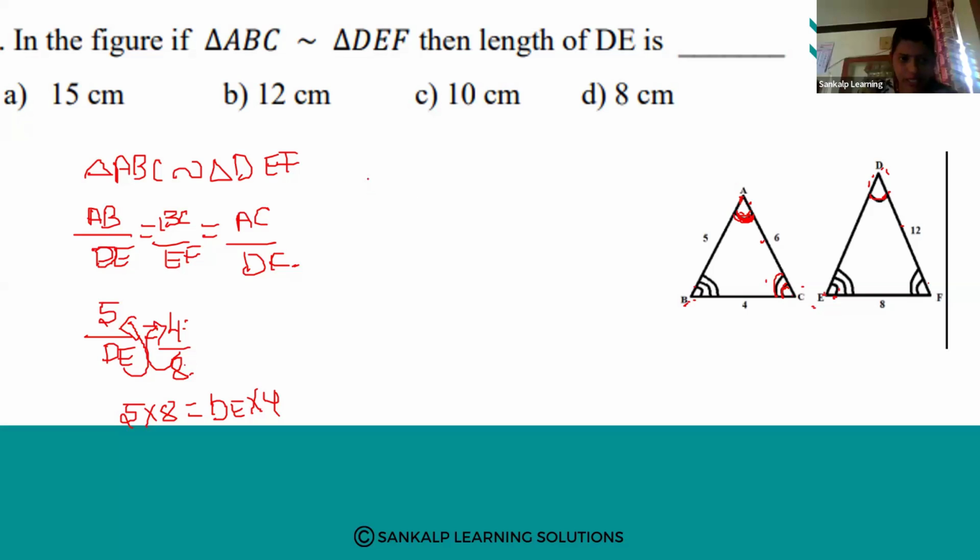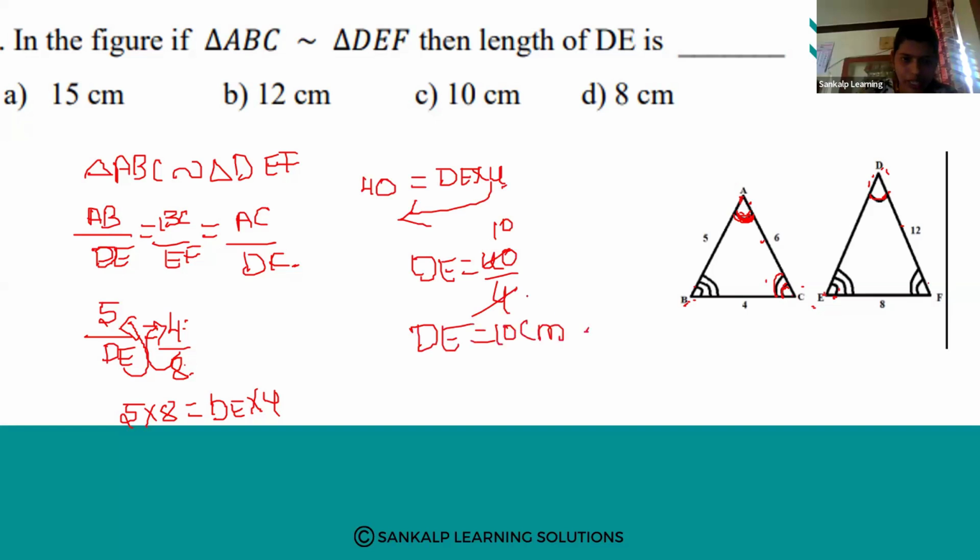Therefore 5 8s are 40 is equal to DE into 4. So transfer this 4 to this side. DE is equal to 40 divided by 4. 4 ones are 4, 4 tens are 40. Therefore, DE is equal to 10 centimeter you will get. Yes. Is it there in the option? Yes. C option is 10 centimeter. Therefore, C option is right. Okay.